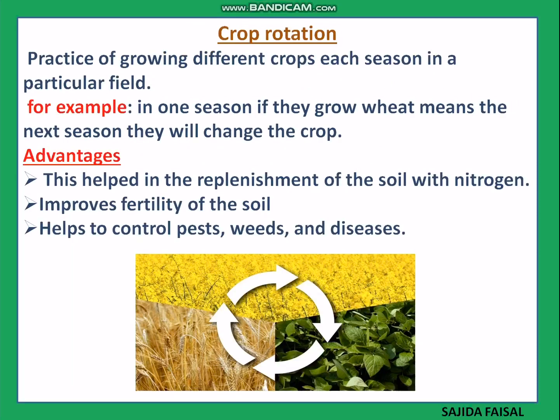Then what do you mean by crop rotation? If we are planting one type of crop in 1 year, the next year in that same field we cannot plant the same crop, we have to plant another one. Then only the fertility will be increased, the humus will be increased, all the things will be increased if we are changing the crop yearly. In one season if they grow wheat, the next season they will change the crop. This type of rotation is called crop rotation.